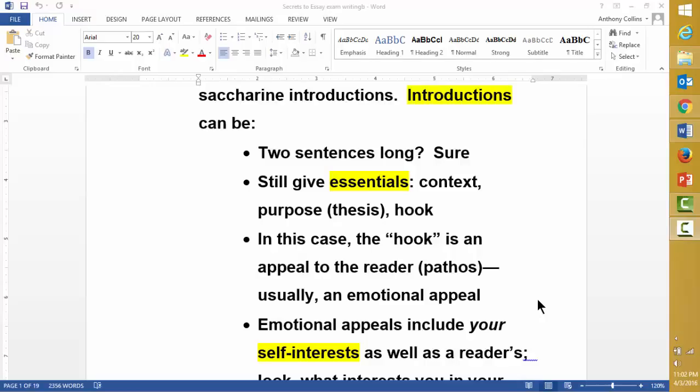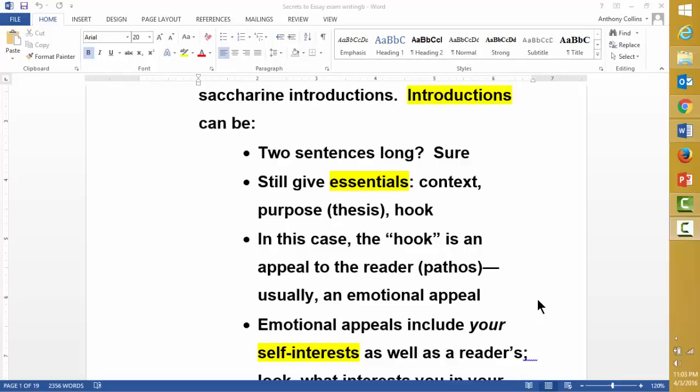You don't have to dwell on them a long time because we want to hear your argument. You want to give essentials. You have to give context, explain your purpose, hook us. In this case, we have a special kind of hook because this assignment has you making an argument, and you want to appeal to a reader, usually an emotional appeal. And yes, you can have good emotional appeals.